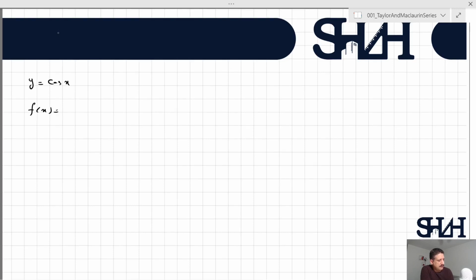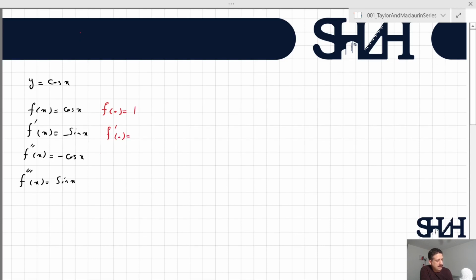So f(x) is cos x, f'(x) is minus sin x, the second derivative is minus cos x, the third one is sin x, and so on. So f(0) will be 1, the first derivative 0, the second one minus 1, and so on. Again, as far as you see sin, every other one, the answer will be 0.